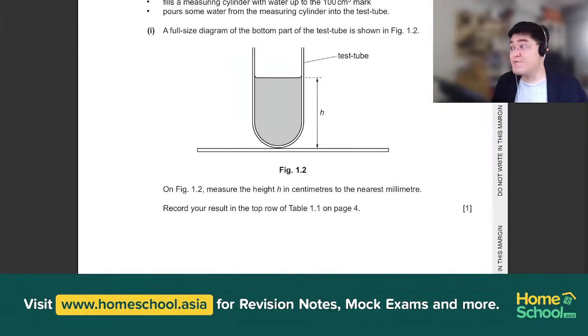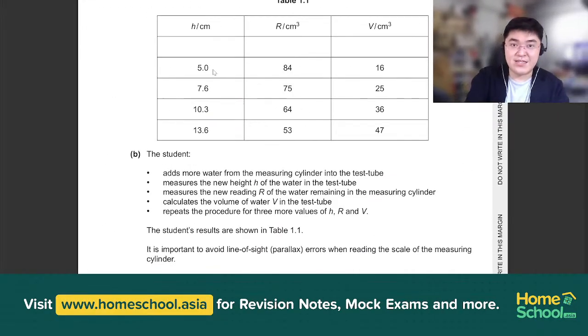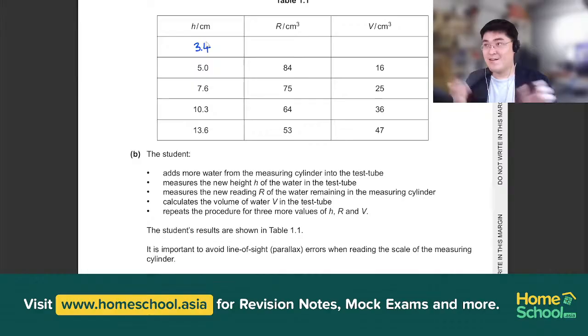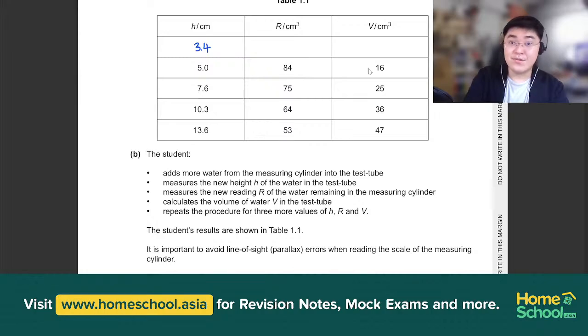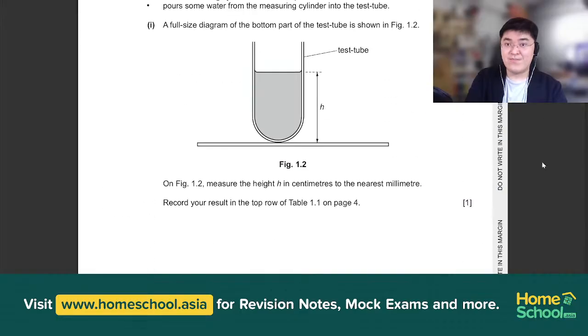So if you use a ruler and you measure this nicely, you should be able to get h to be 3.4 centimeters, okay? For this, of course, use a ruler. This is pretty common sense to most of you by this time already. So the height h over here should be 3.4 centimeters if you use a ruler to measure this properly. And of course, you write this down in page 4. By doing so, you should get your first mark.